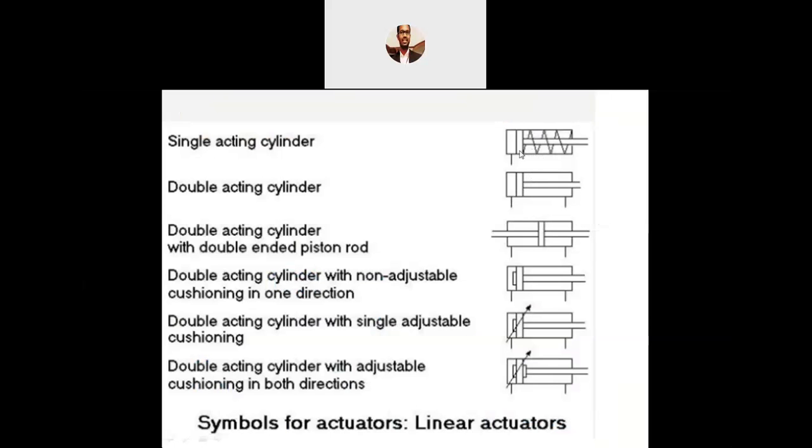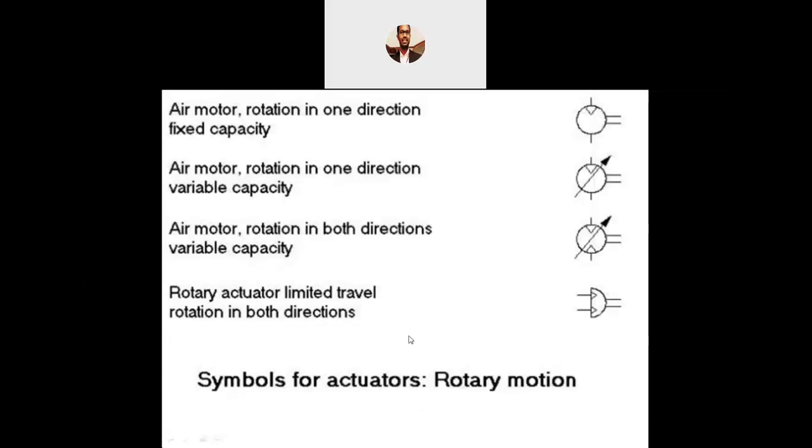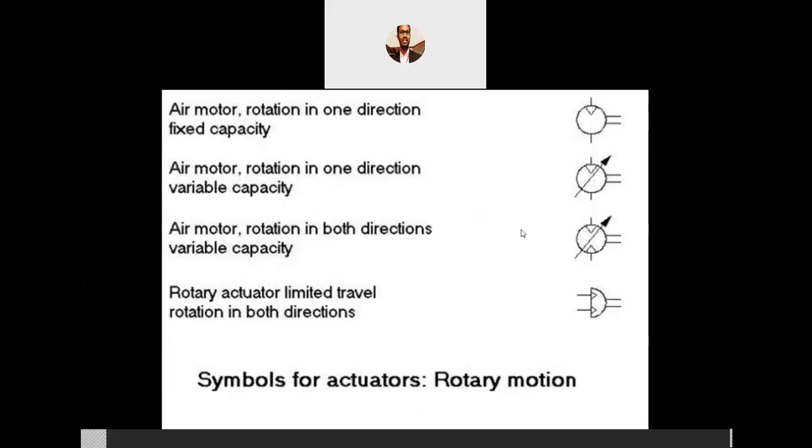These are all the graphical representations for a single acting cylinder. This is just a repetition, as even in your hydraulic systems, single acting cylinder and spring return. This shape tells us a spring return single acting cylinder, and this is a double acting cylinder. This is also a double acting cylinder with double ended piston. Now this is a double acting cylinder with non-adjustable cushioning. Cushioning will be there. And single adjustable, this is without cushioning actually. This is single adjustable with cushioning, and this is double adjustable with cushioning. These are all the different graphical representations.